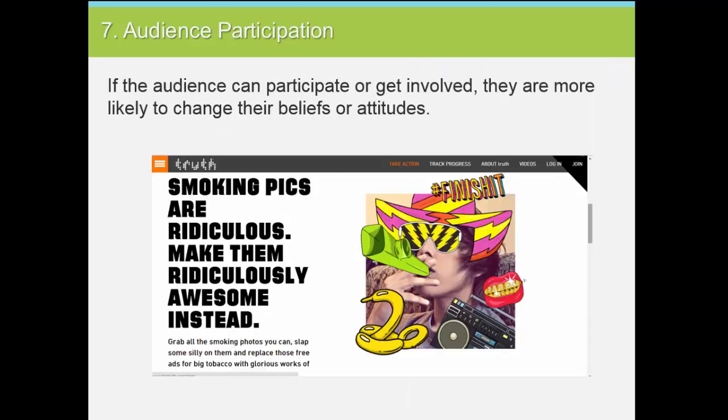Look at this ad from the Truth campaign targeted to teens. It invites participation by asking teens to find smoking photos and make them look ridiculous by adding silly props. Campaigns like this might also ask people to sign a petition or leave a message on a virtual wall. When the audience can participate or get involved in some way, your message is likely to leave a lasting impression and may change beliefs, attitudes, or even behavior.